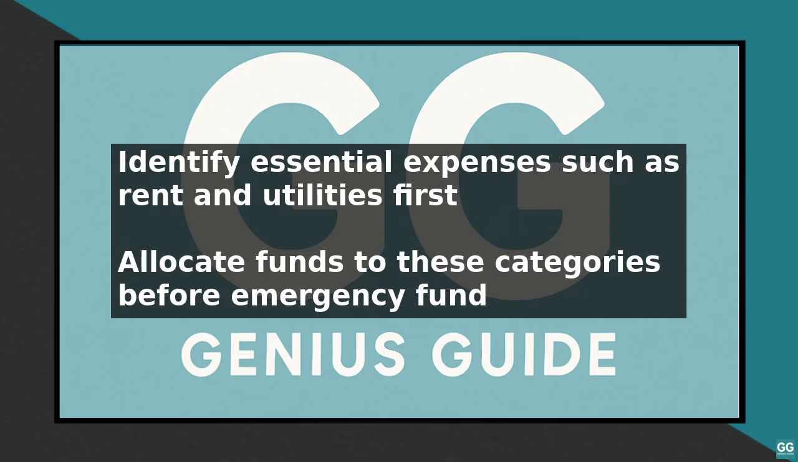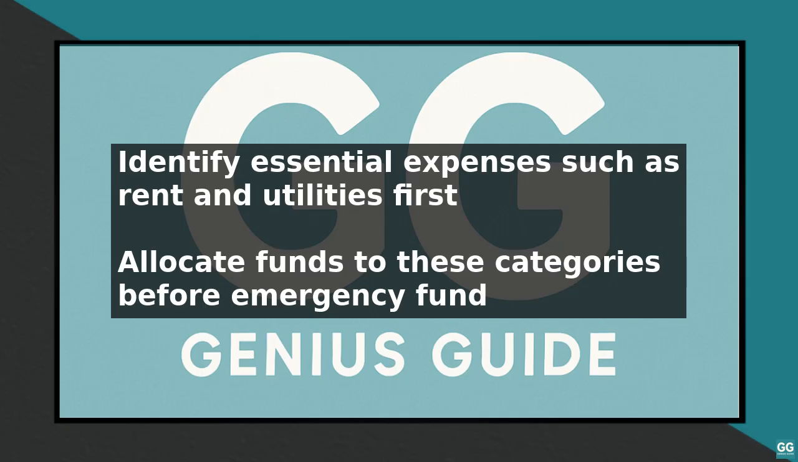Next, identify your essential expenses such as rent, utilities, and groceries. Allocate funds to these categories first, and then determine how much you can realistically set aside for your emergency fund each month. It is recommended to save 3 to 6 months' worth of living expenses in your emergency fund.